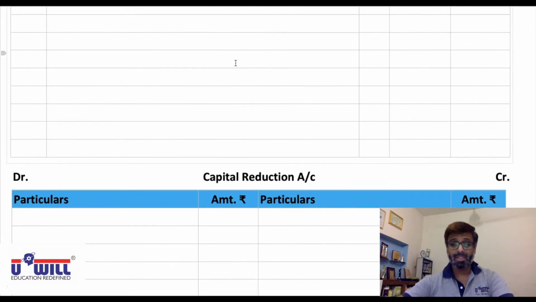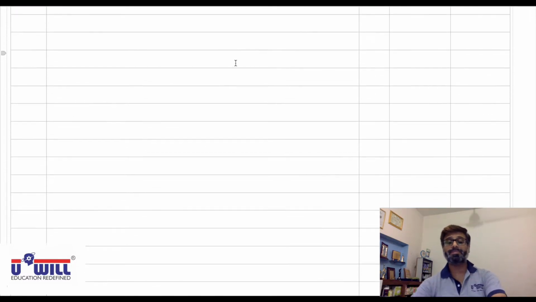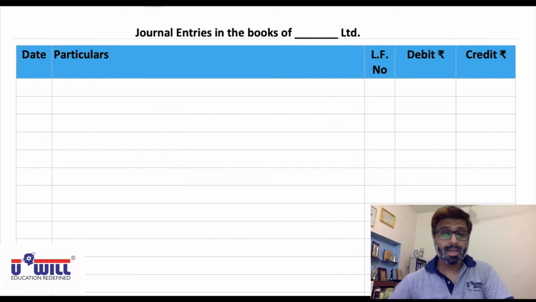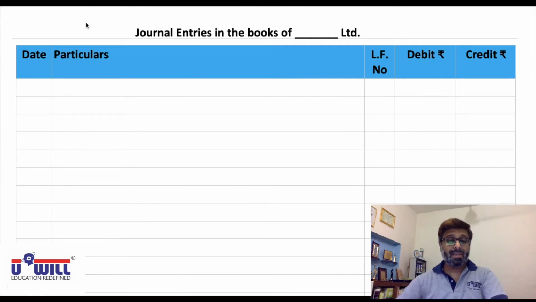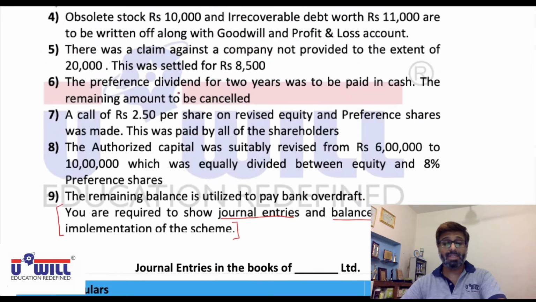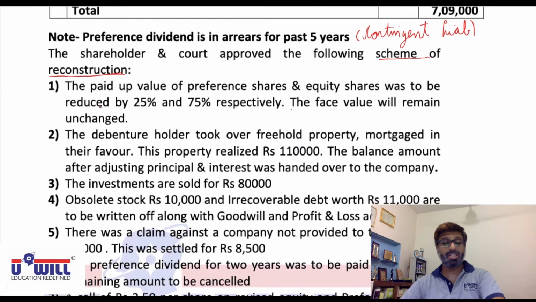So make the formats, or pause the video and make the formats. Yes, all of you must have done with the formats. Let's start with the question. As I said, we'll read and solve it simultaneously. So look at the first adjustment.